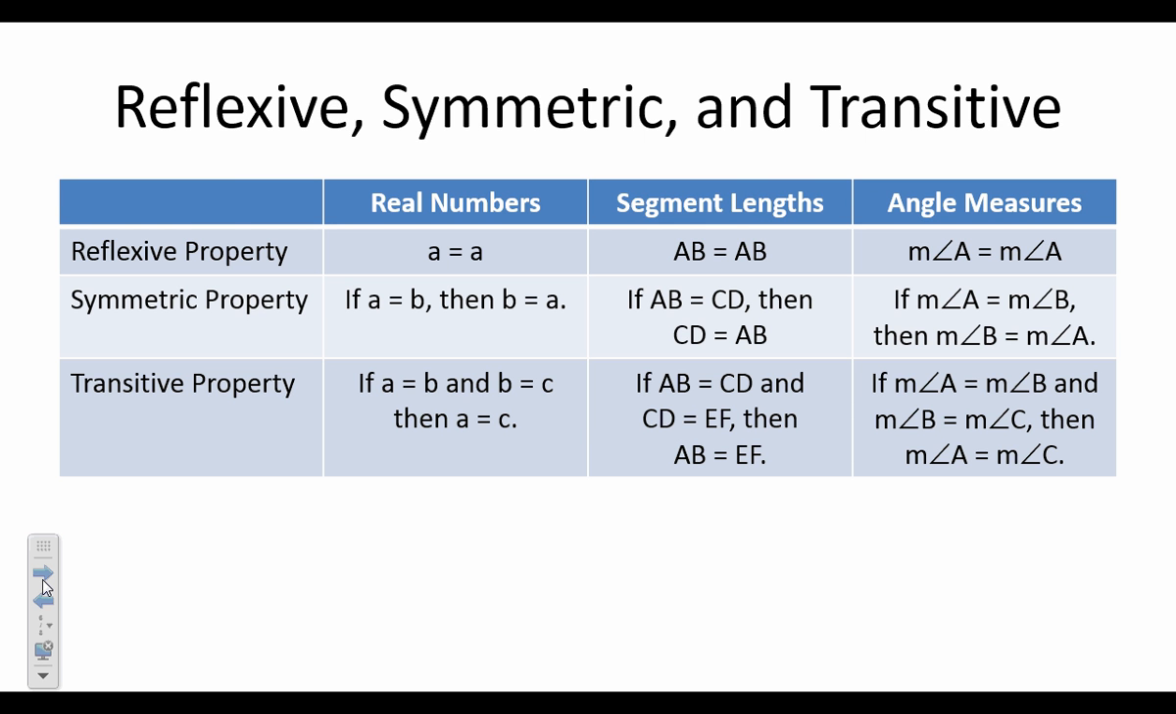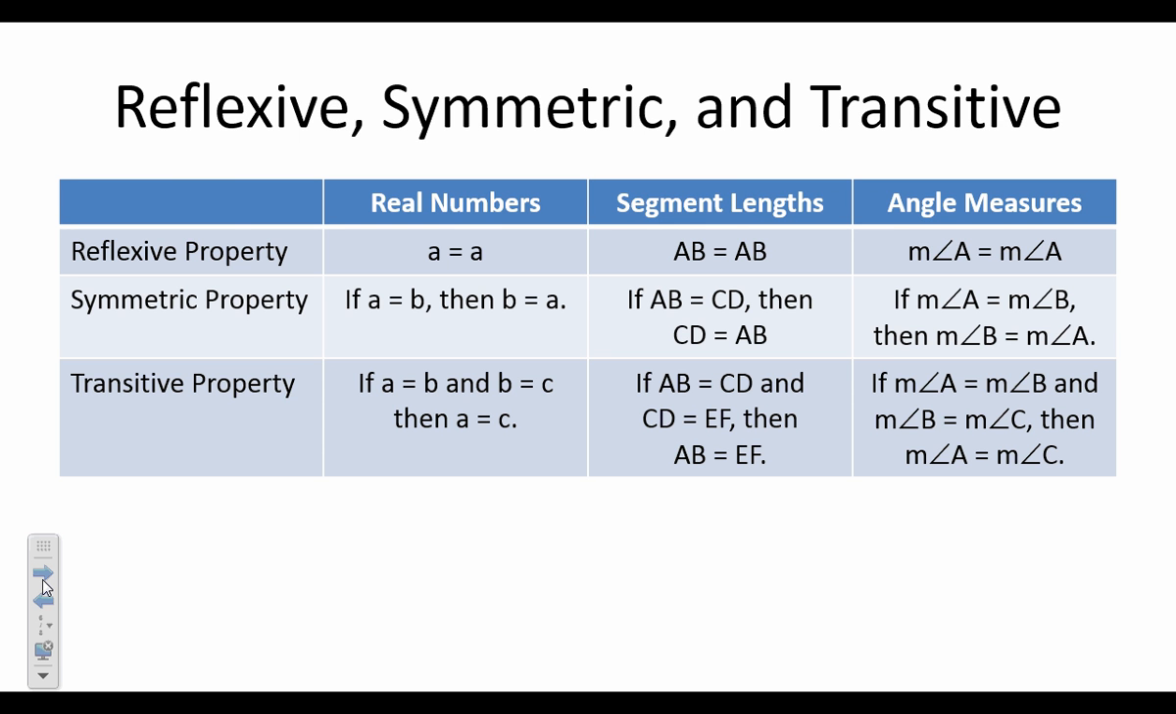So here come 3 more properties. The first one's been given to you. It's called reflexive, and we need it sometimes. In real numbers, it just means A equals A. In segments, it means the distance between A and B is equal to the distance between A and B. And in angle measures, it means that the measure of angle A is equal to the measure of angle A. You are yourself. Okay, when you look at yourself in the mirror, that's you, right? That's a reflection. That's reflexive. You are yourself.